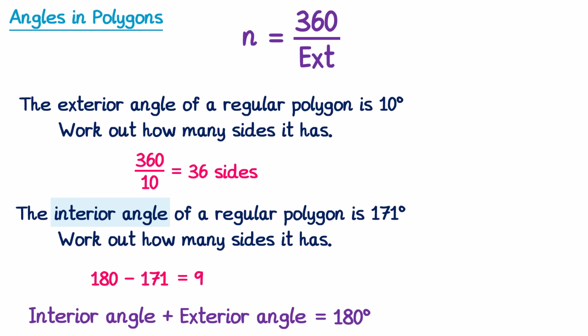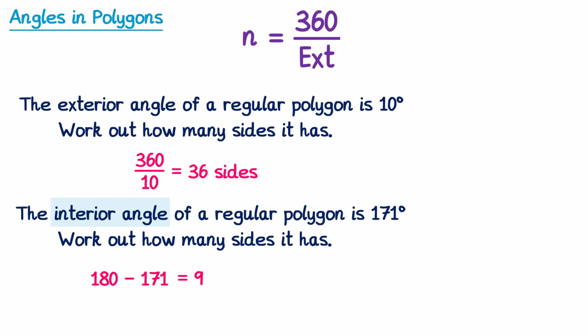We can now use the formula at the top. The number of sides is 360 divided by the exterior. So 360 divided by the exterior, which is 9, gives you 40 sides.